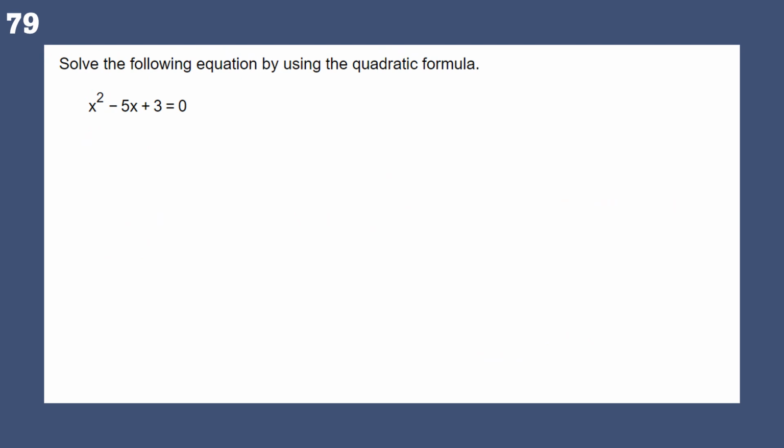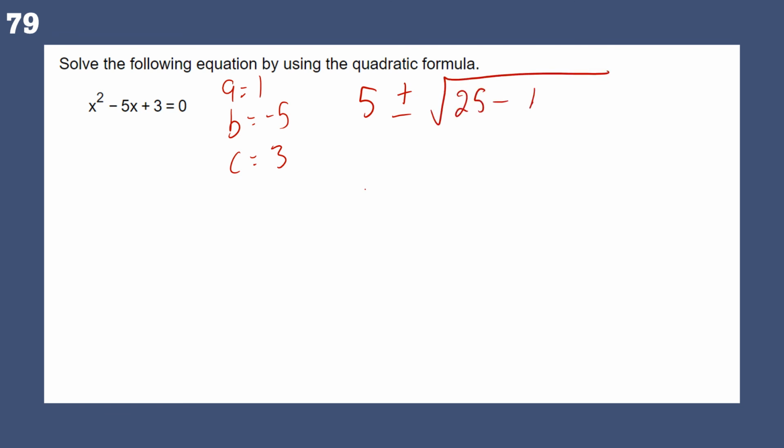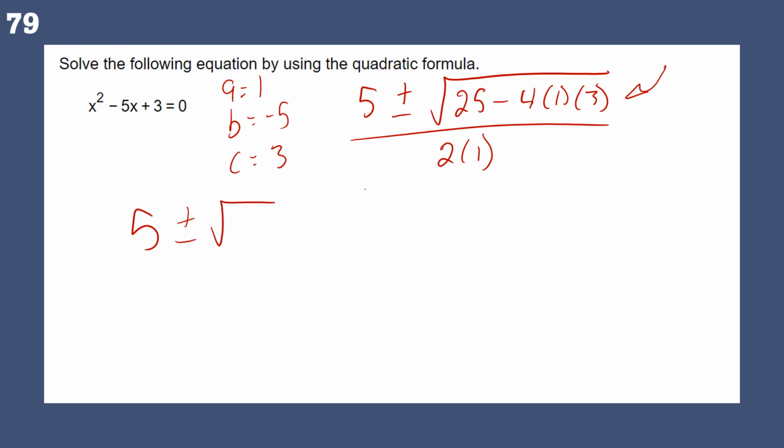Solve the following equation using the quadratic formula. This one's a little bit nicer, so we should be able to do this. We have a equals 1, b equals negative 5, and c equals 3. So our formula is negative b, so that's 5, plus or minus the square root of b squared, so that's 25, minus 4 times a times c all over 2a. This one, if you notice, the discriminant there in the inside, what we end up with is 25 minus 12. So we get 5 plus or minus the square root of 13 over 2.